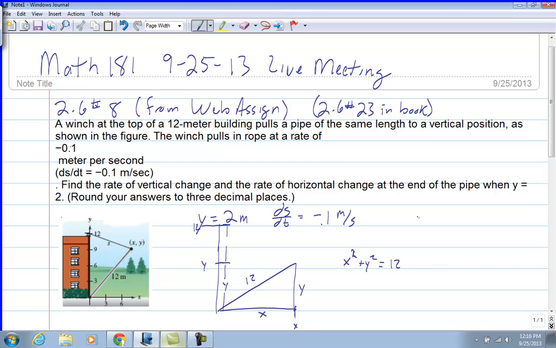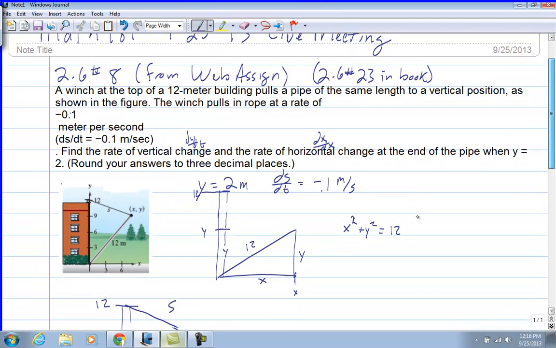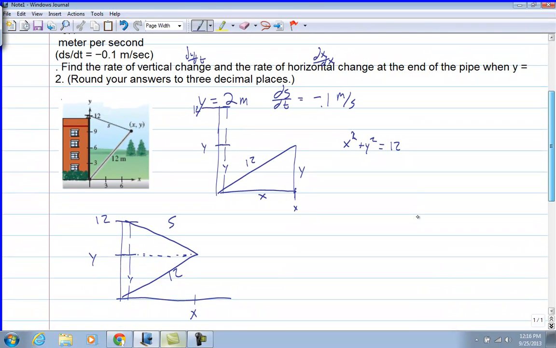Find the rate of vertical change and the rate of horizontal change. The vertical change is going to be our dy/dt, and the horizontal change is dx/dt at the end of the pipe when y equals 2. So we're going to find that particular case when y is 2. Round your answers to 3 decimal places.